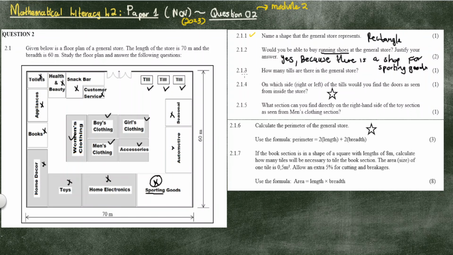2.1.3. How many tills are there in the general store? There are 3 tills. I've counted them now: 1, 2, and 3.